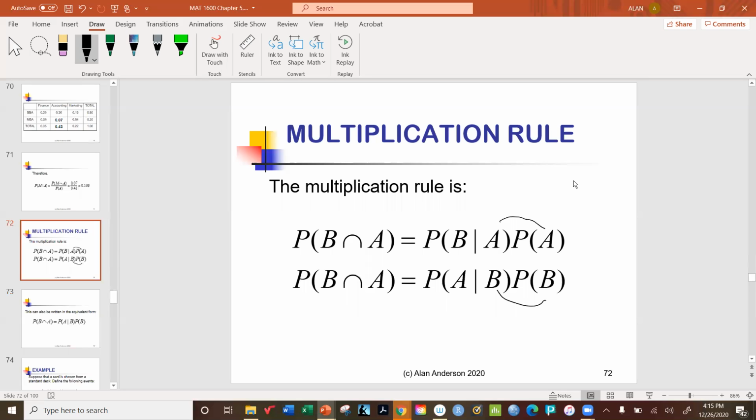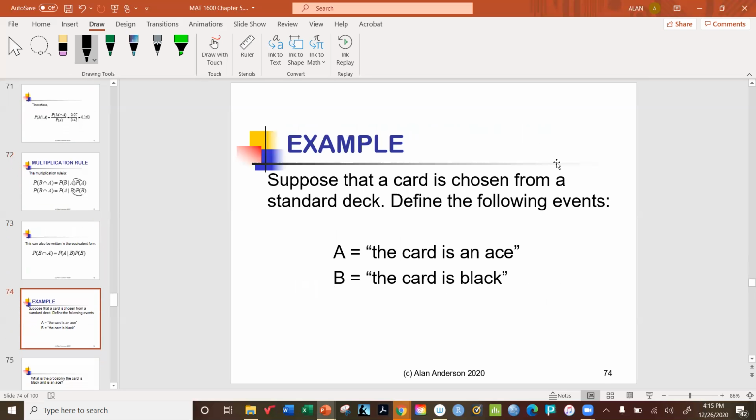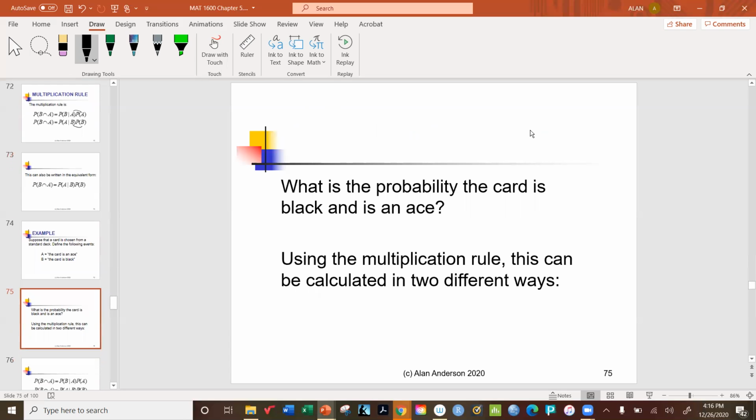Now, for example, we had this case last time. First we pick a card from a deck, and A is defined as the event that the card is an ace. B is the event that the card is black. So the question is, what's the probability that the card is black and an ace? In other words, what is the probability that this is a black ace?